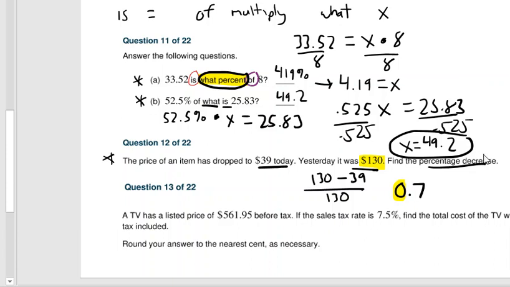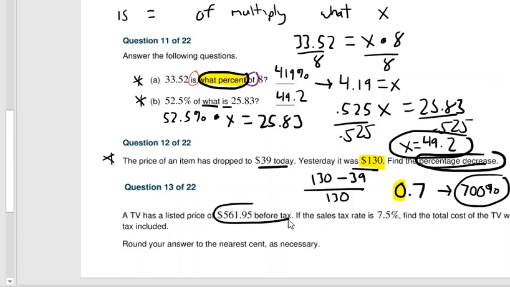0.7. And we needed to find a percentage of decrease. So now we just change this decimal to a percent by multiplying by 100. So 700% decrease. Okay, on question number 13, it says a TV has a listed price of $561 before tax.